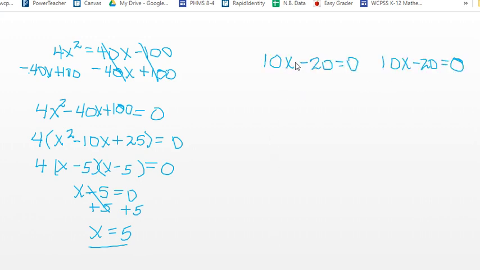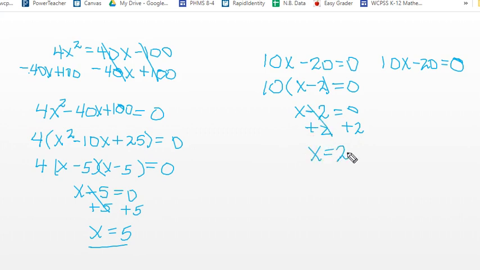And if we look at this problem, we can factor out a 10. The greatest common factor of both terms is 10. And so when I factor out that 10, I'm left with x. 10x divided by 10 is just x, and negative 20 divided by 10 is negative 2. That equals 0. And so now I can use my zero product property, set that equal to 0, add 2 to both sides, and I'm left with x equals 2. So that's using the factoring.